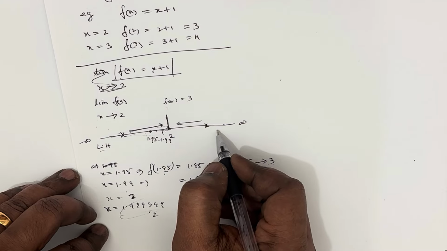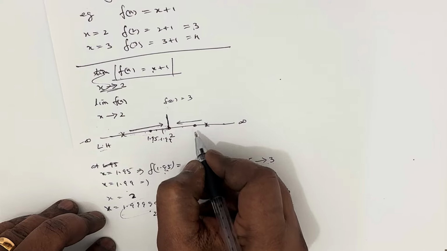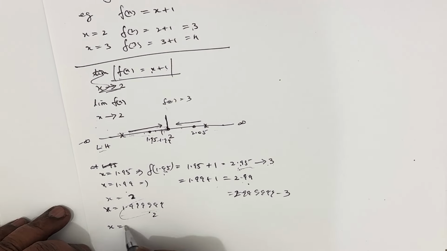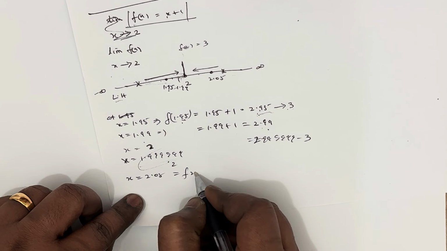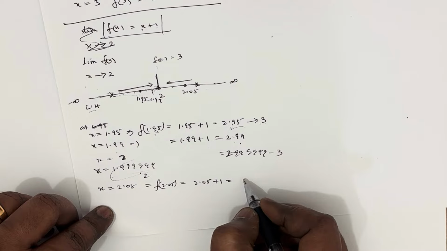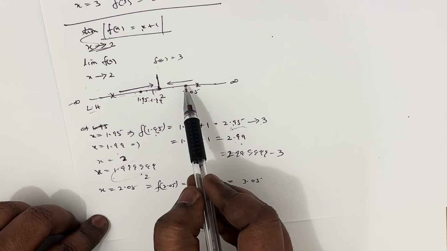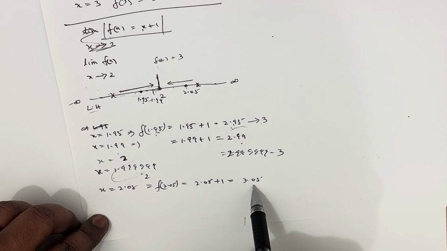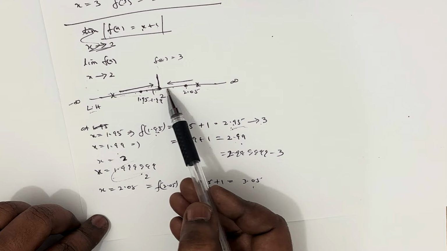The same way when x is moving from the right hand side, for example 2.05, the function will be f of 2.05, which is equal to 2.05 plus 1, which is equal to 3.05. So the function's value is 3.05. It will not go below that, and it comes closer to 3.